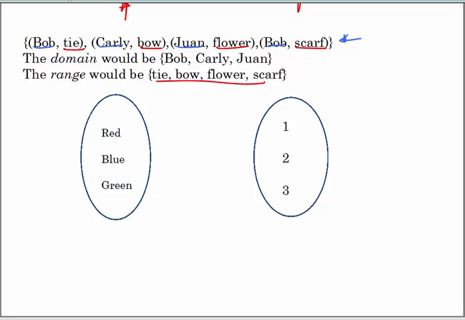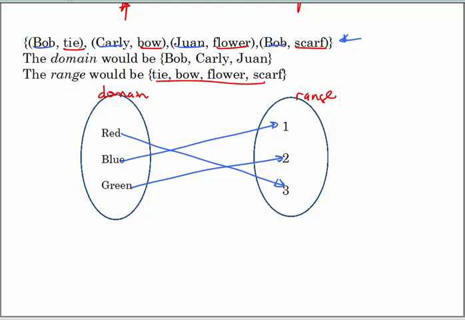Let's look at this example. Can we make a relation? Sure, if this is the domain and this is the range, we can map any way you want. So we could match red with 3, we could match blue with 1, green with 2, you could also match green with 1, lots of different ways.